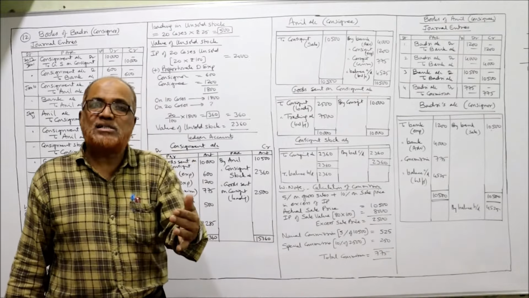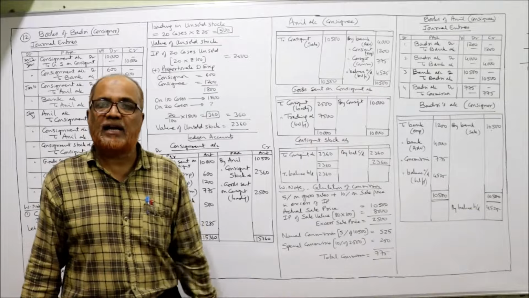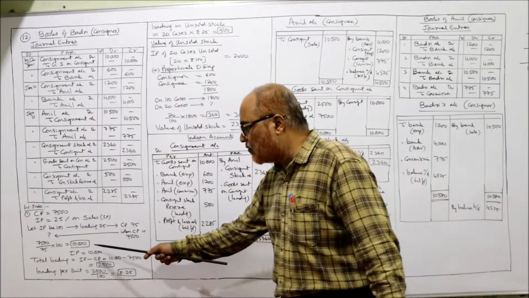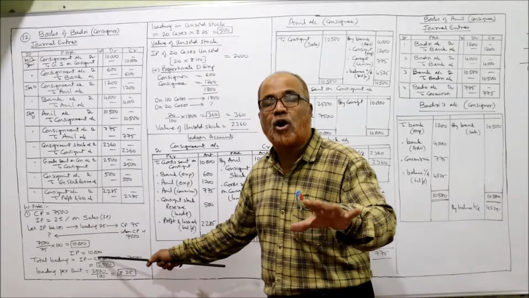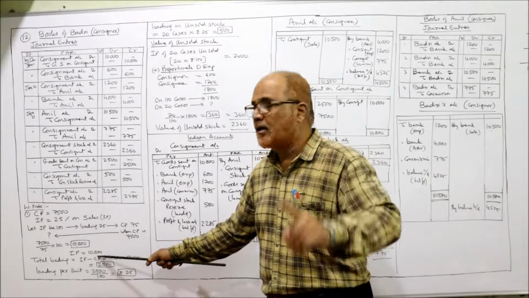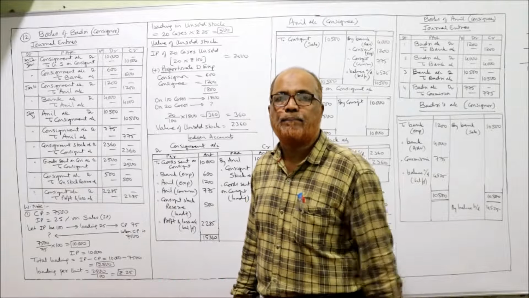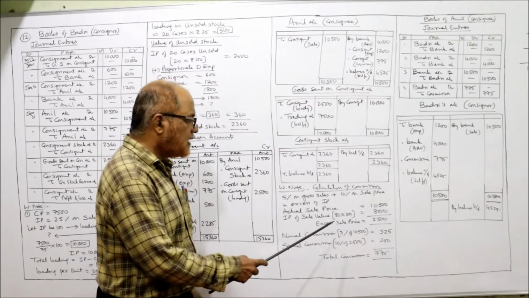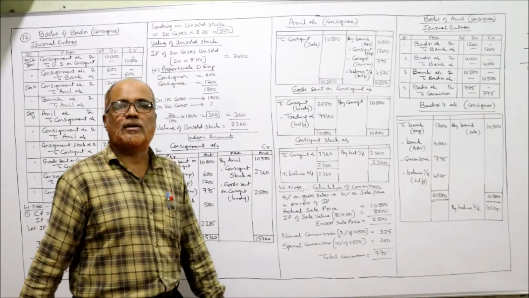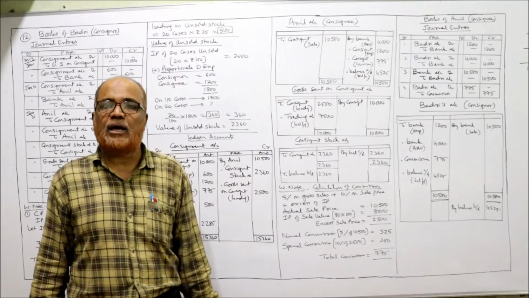What is the invoice price of 80 cases? Per case invoice price is 100, because the total invoice price is 10,000. How many cases are sent? 100. So 10,000 divided by 100, you will get 100. So per case invoice price is 100. So 80 into 100, 8,000. So the invoice price of 80 cases is 8,000.